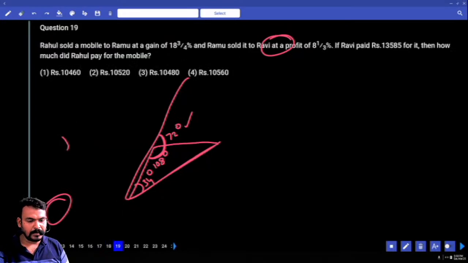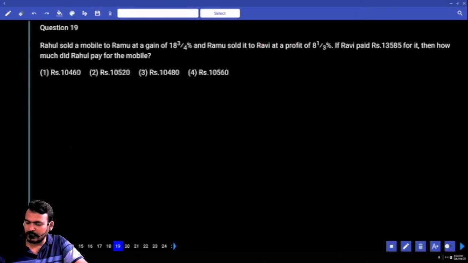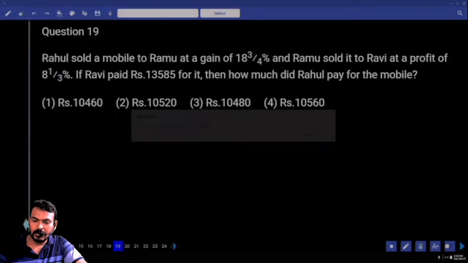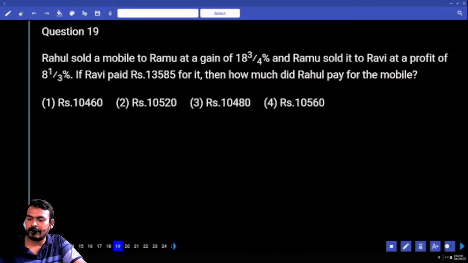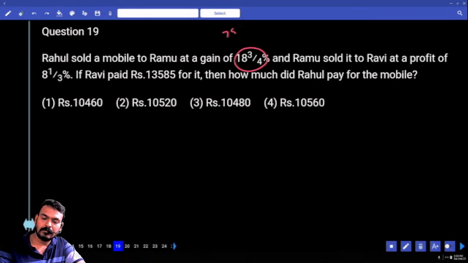Next, question number 19. Rahul sold a mobile to Ramu at a gain of how much? 18.3 by 4%. Ramu sold it to Ravi at a profit of how much? 8.1 by 3%. If Ravi paid 13,585 for it, how much did Rahul pay for the mobile? 18.3 by 4% is 75 by 400. 75 by 400, 25 how many times? 3 times. 25 16 times or not?